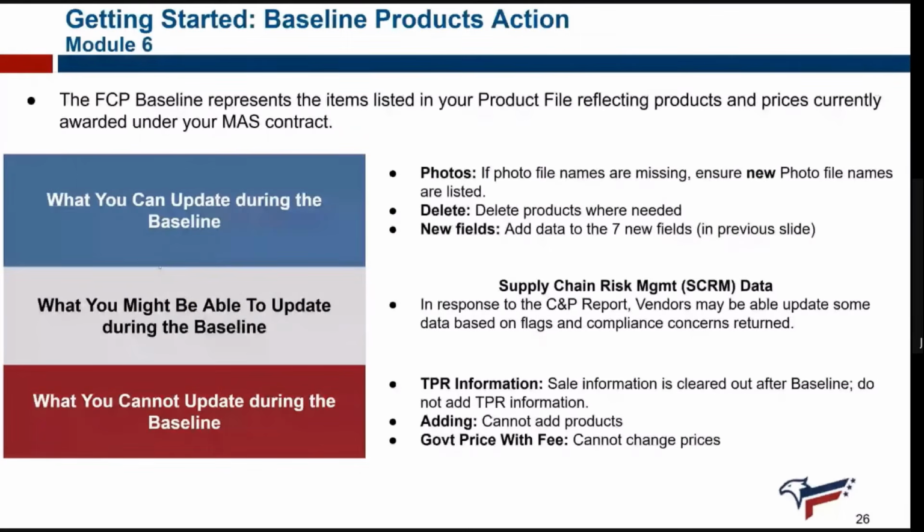And adding new products. So you cannot add additional products during your baseline process. Any new items must be submitted through an add action after the first step has been completed. And then government price with fee. You cannot change the government price with fee during the baseline submission.